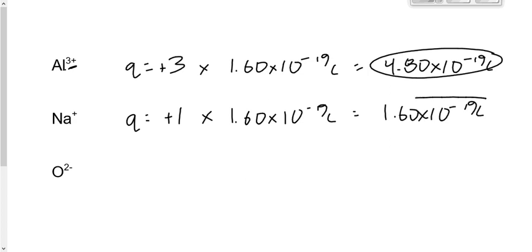Now the oxygen is a little bit different because it's 2-. It's a negatively charged ion. It must mean it has gained or lost. Parker, gained or lost electrons? The oxygen? It's gained electrons, right? It's become negative because it's gained negatives.